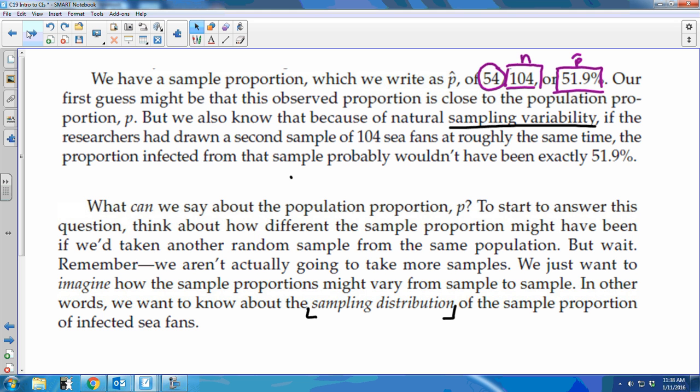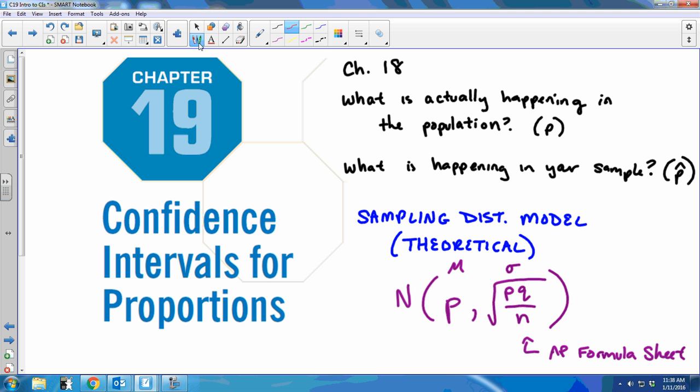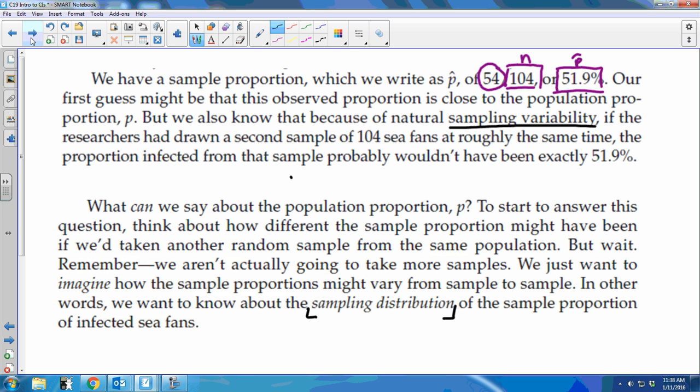Now, in order to build the model, you need a population proportion so you can find the mean and standard deviation. Is there any feasible way to figure out the percent of infected sea fans total on a huge reef? Probably not. So is there any way for you to know the true population proportion of what's infected? Not really. So in this scenario, we don't know what P is. That's a problem for what we did in chapter 18.